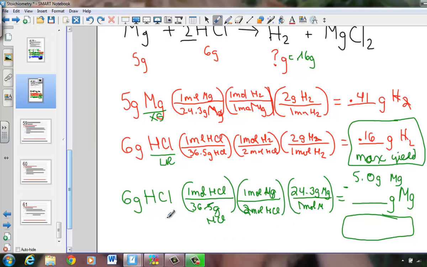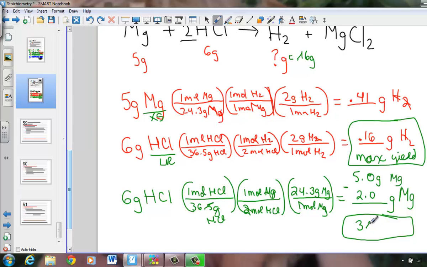So here I have 6 grams of HCl, I'm going to hit that in, 6 divided by 36.5 times 1 over 2 times 24.3, and I found 1.997. 1.997 is pretty darn close to 2. What do we want to do? Round a little bit. 1.997 on my calculator I'll put in as 2 grams. Therefore I can make this subtraction easy.